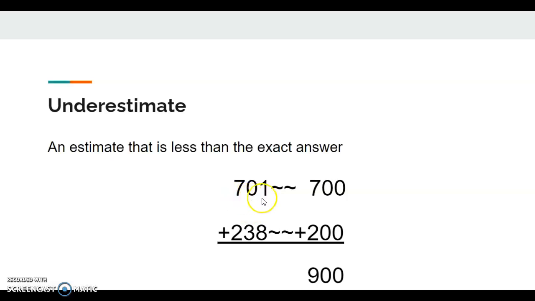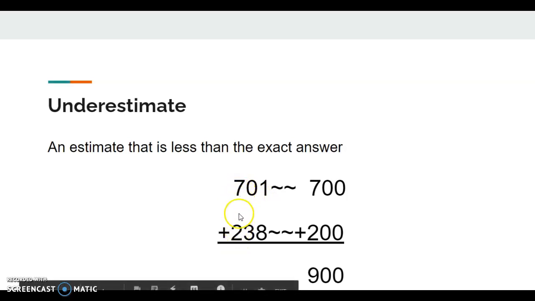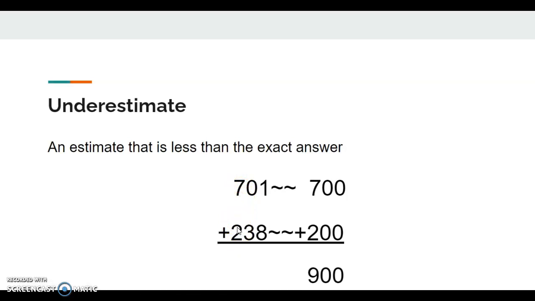So 701, well, I should back up. Both of these numbers, both of these addends are in the hundreds place. So I want to round them both to the hundreds because that's the highest place value they have in common. So looking at 701, well, if I'm rounding to the hundreds and I look next door, there's nothing there.